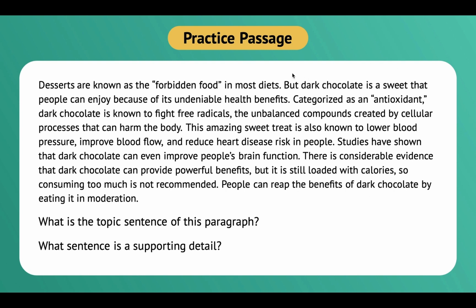But look at this key word here, but signals a transition. Dark chocolate is a sweet that people can enjoy because of its undeniable health benefits. Remember that earlier when we said that topic sentences that use but often are signals that this is the topic sentence. So they're saying that desserts are usually bad for you, but dark chocolate has good benefits for the body. But dark chocolate is a sweet that people can enjoy because of its undeniable health benefits would be the topic sentence of this paragraph.